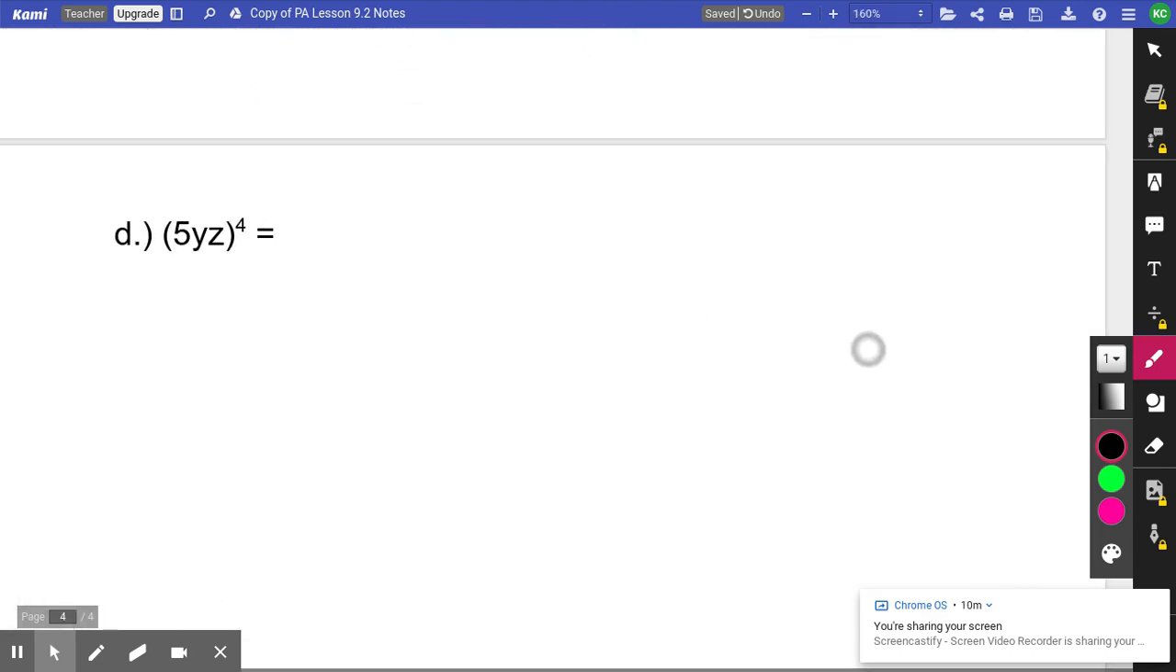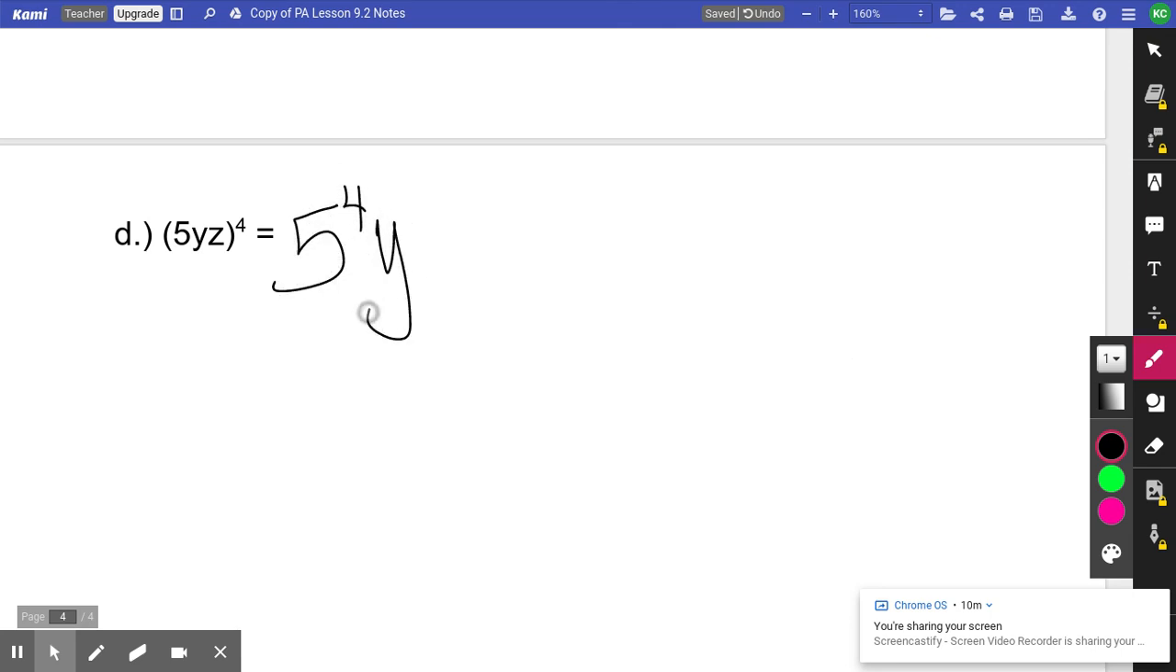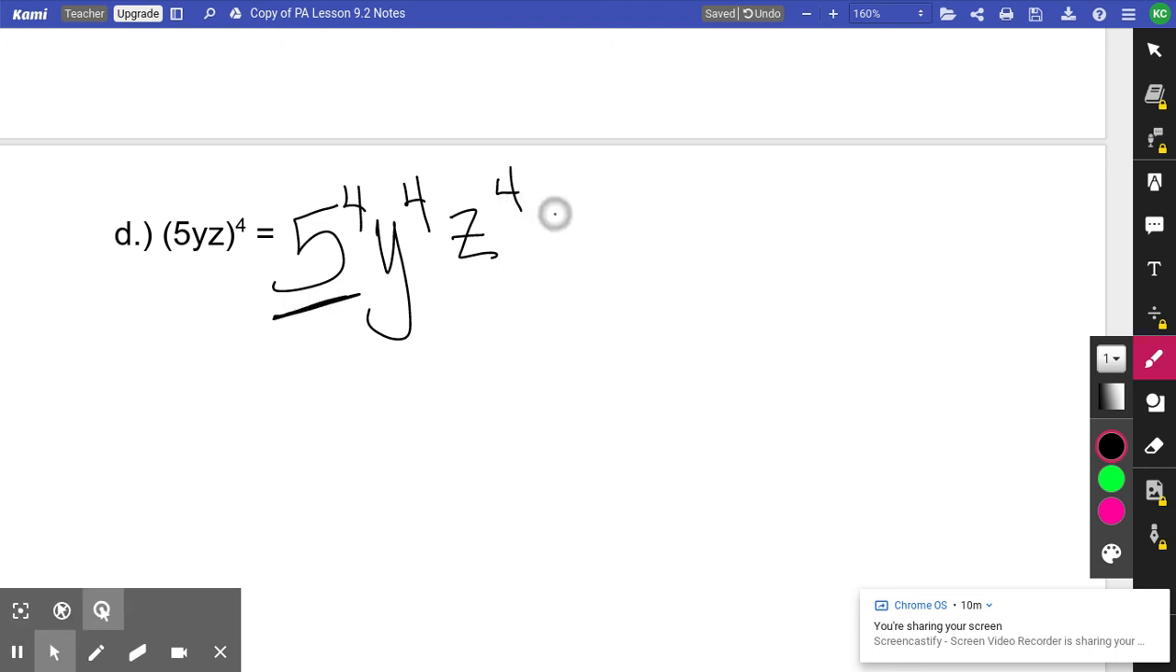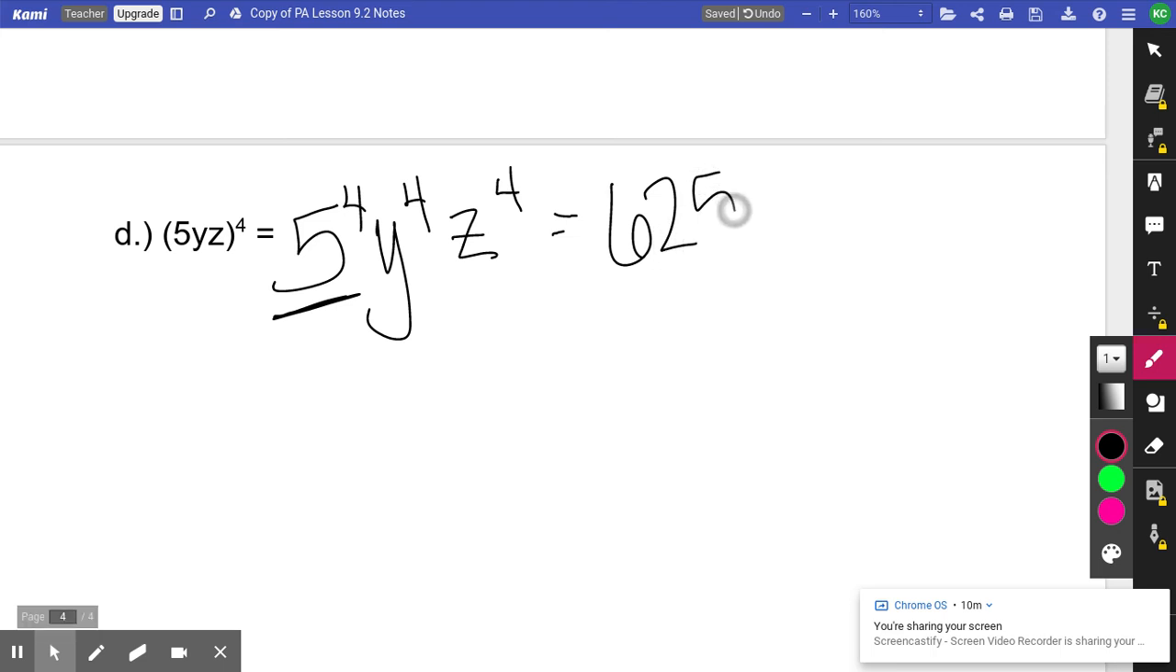And last one, I have 5yz to the 4th power. So I'm going to distribute that 4th power. So I'm going to have 5 to the 4th, y to the 4th, z to the 4th. I need to go ahead and work that out, which is going to give me 625, y to the 4th, z to the 4th.